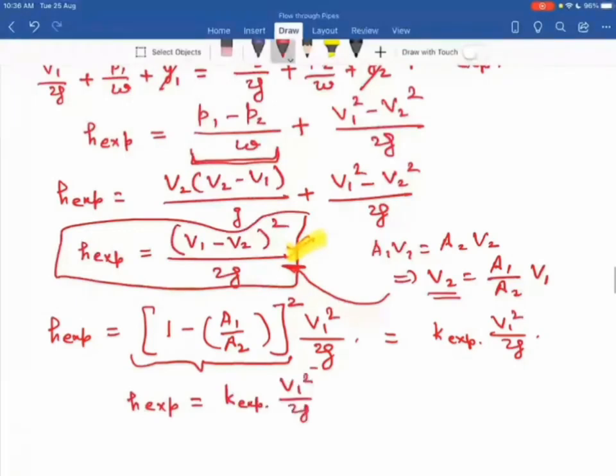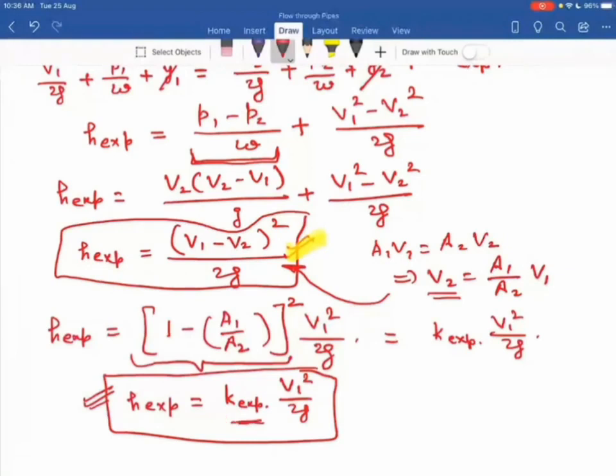So that means the one minor loss, that is loss due to expansion, I write as one constant multiplied by the velocity head corresponding to the inlet velocity. Okay, this is the velocity head corresponding to the inlet velocity to the sudden expansion. So that is V1 square divided by 2G.